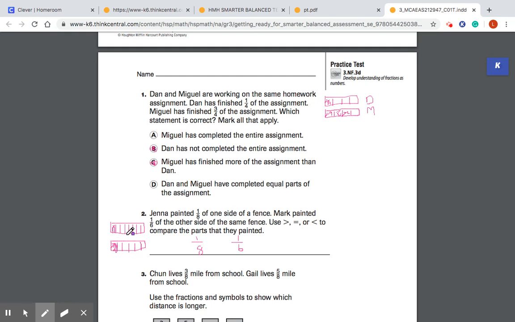A strategy to do eighths is I did it in halves and then I did it in fourths and then I was able to break those into eighths. Same thing with 1/6. I did it into thirds first and then cut that in half. I can see that 1/6 is greater than 1/8.